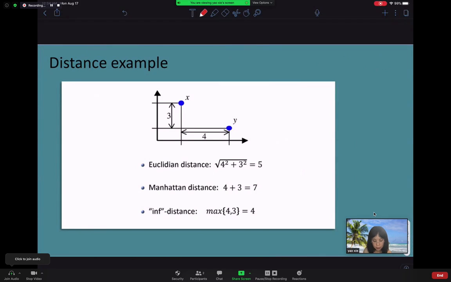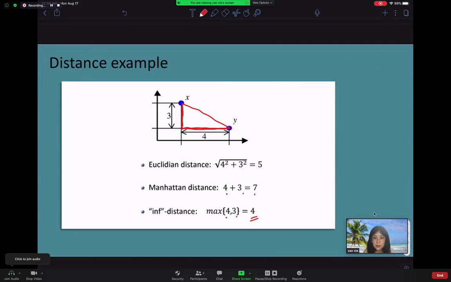So the Euclidean distance between x and y, because of the so-called Pythagorean theorem, is going to be the distance this way in x and the distance in the other coordinate, squared, and take the square root, which is going to be 5. And the Manhattan distance between the two is going to be the sum of the absolute difference between the two data points. So in this particular direction, the difference is 4. In this direction, the difference is 3. So the sum of the differences becomes 7. The infinity distance is going to be the maximum of the difference in each of the coordinates, which ends up being 4.